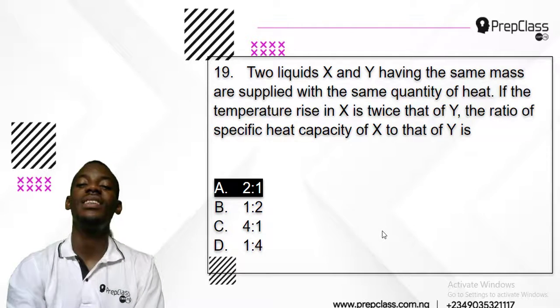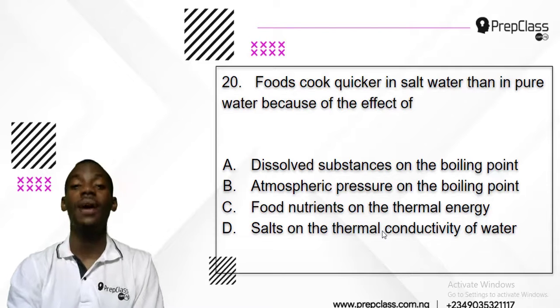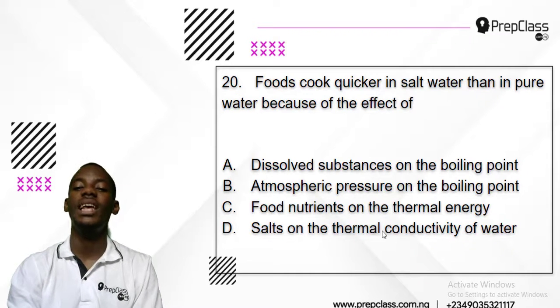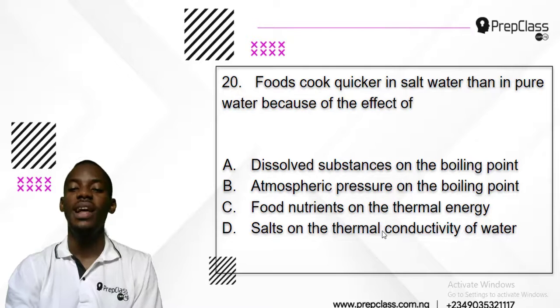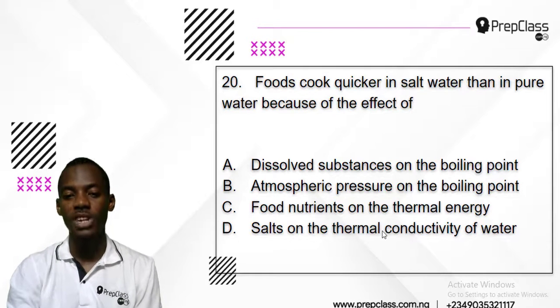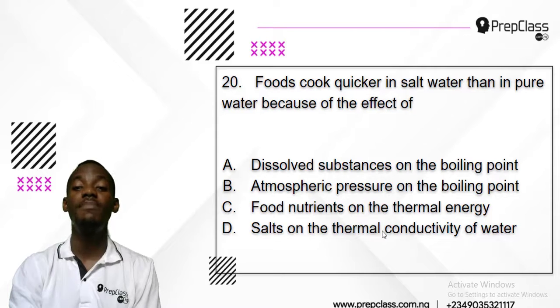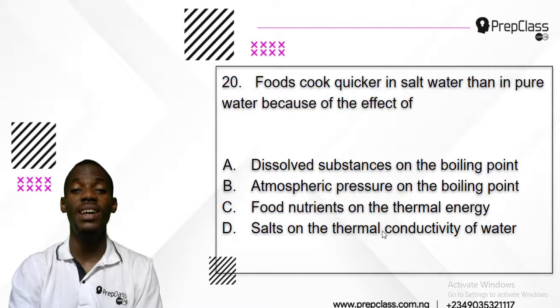Now let's go to number 20, that has to do with why salt water cooks food faster than pure water. Food cooks quicker in salt water than in pure water because of the effect of what? There are some options we need to know here. Is it dissolved substance on the boiling water, or atmospheric pressure on the boiling water, or food nutrients on the thermal energy, or salt on the thermal conductivity of water? What effect causes salt water to cook food faster than pure water?